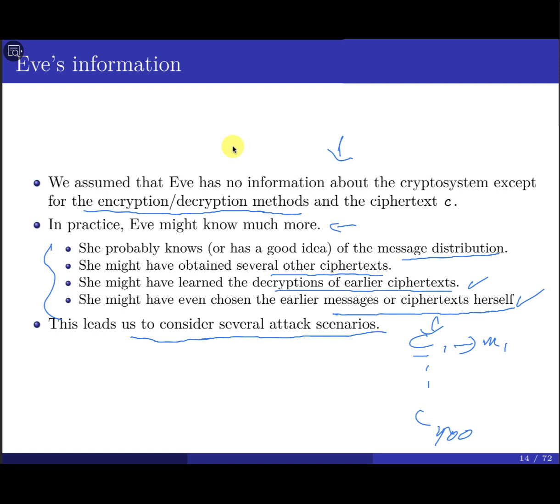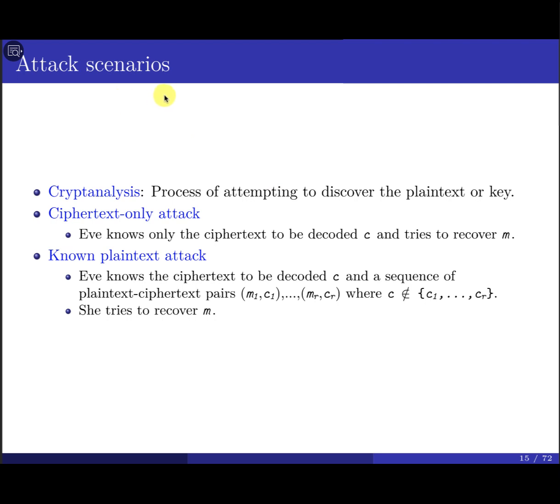Because again, she might even choose the earlier messages or ciphertexts herself. We're going to see how she can do that. So these are the different attack scenarios. The first one, the simple one, is the ciphertext-only attack. What does that mean? That means that Eve only has access to the ciphertext she tries to decrypt. Nothing else. Of course, she knows the decryption algorithm used here, and the ciphertext. Now she tries to find a way to reverse the operation in order to get the plain text. This is the simple ciphertext-only attack.